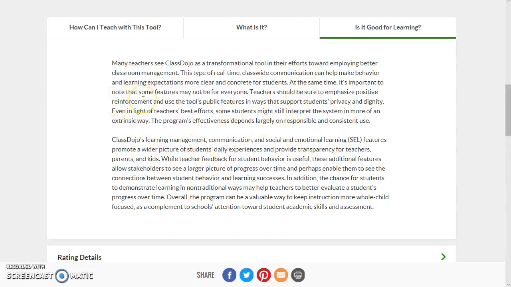It's positive reinforcement, and it's based on responsible and consistent use. So using it appropriately, using it maybe for fun and a nice visual example, but not to teach the entire concept or learning objective.